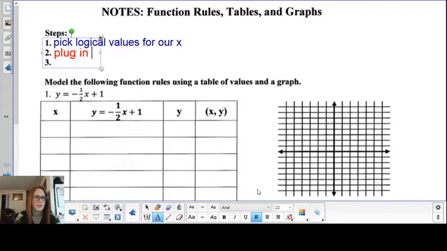Plug in said values for x. And then lastly, we're going to graph our coordinates.